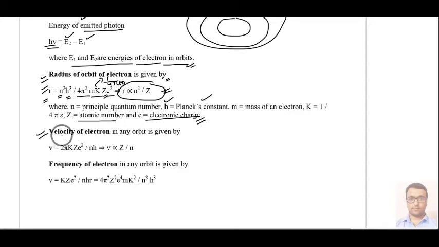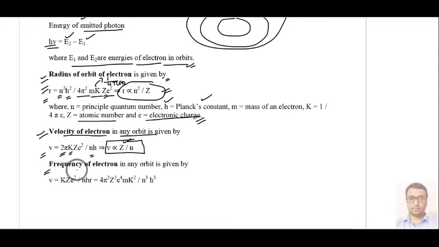The second thing is: what is the velocity of the moving electron? The velocity of the moving electron can be given by this expression, that is 2 pi k into z upon nh, or in short form we can say that the velocity is proportional to z by n.